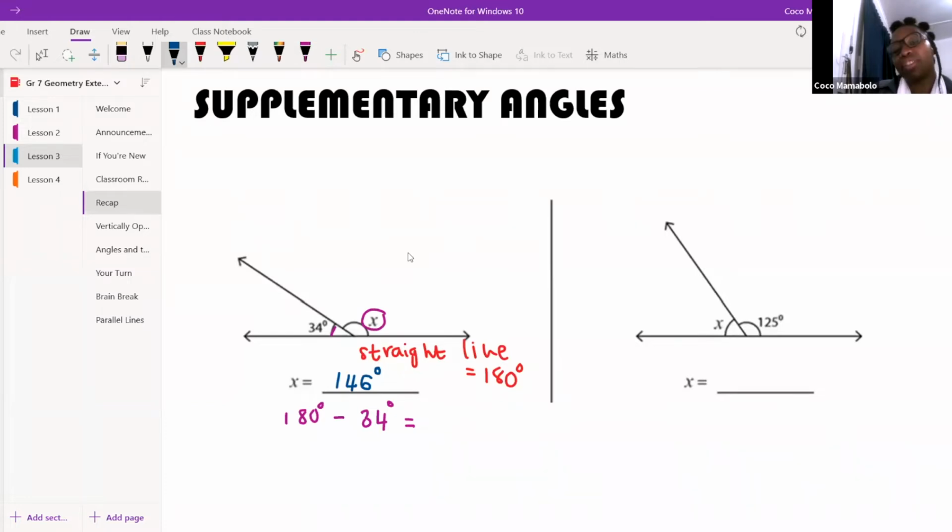Now you have to give me a sentence that describes 34 and 146. Normally we go, 146 degrees is the something of 34 degrees. Do you know what it is?